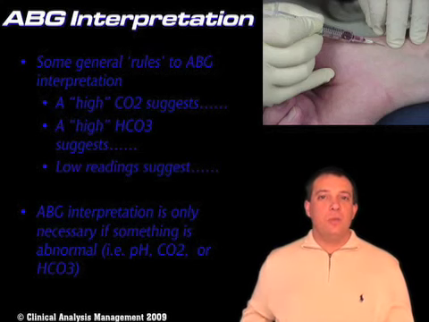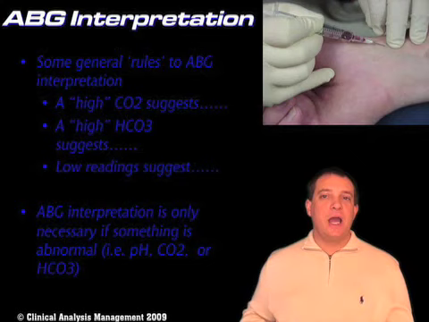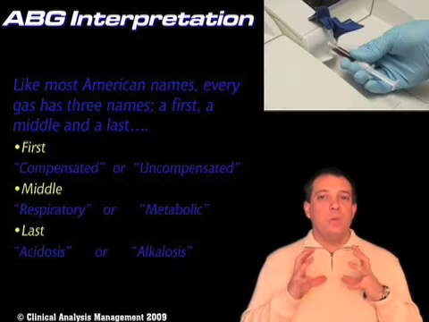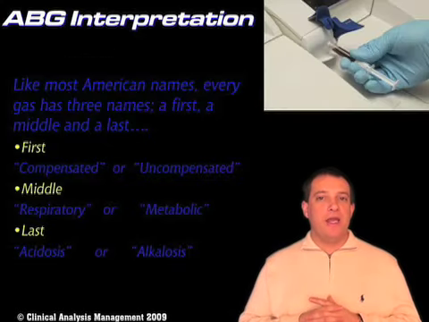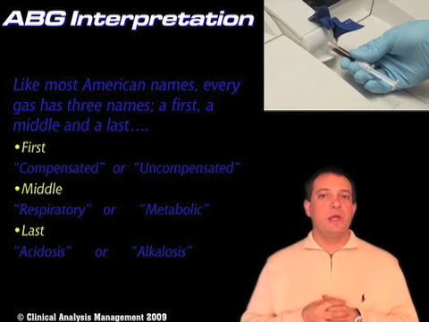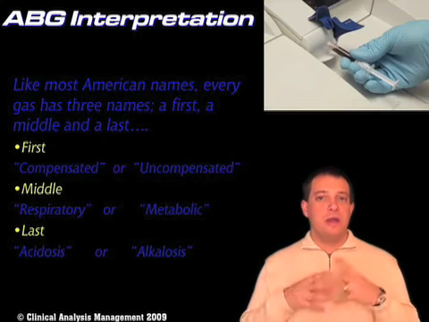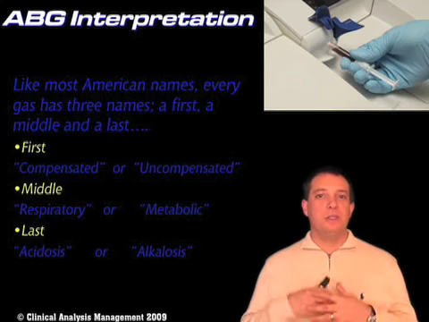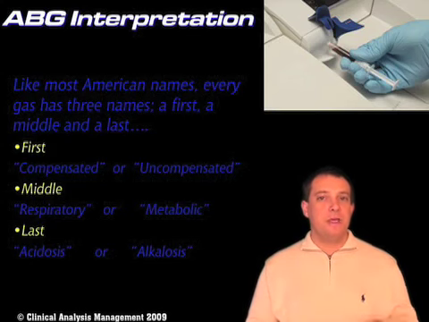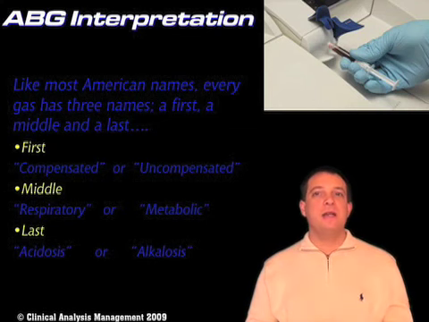So let's look at how we're going to identify an ABG when we assess it. Well, every ABG is going to have three names, which is something we're pretty used to here in American culture. Most families here in America have three names: a first name, a last name, and a middle name. You're going to see the same thing with an ABG. With an ABG, you're going to have a first name, a middle name, and a last name.